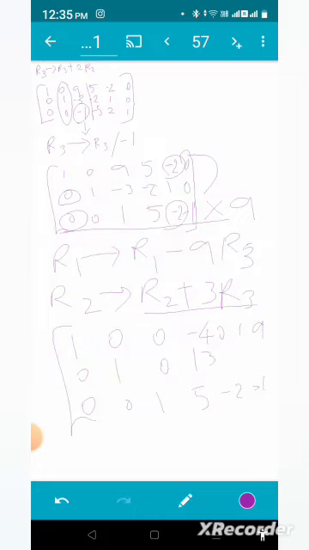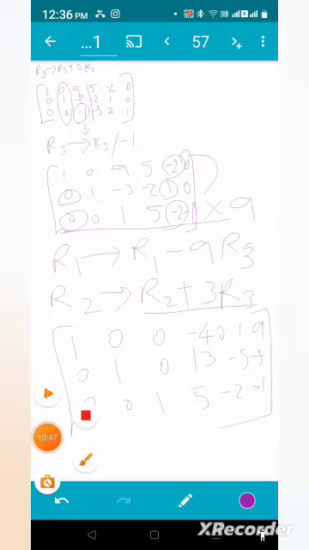Then 1 minus 6, that is minus 5. Minus 5 here. Then 0 minus of minus 3, that is 0 plus 3. So I get minus 3 here.